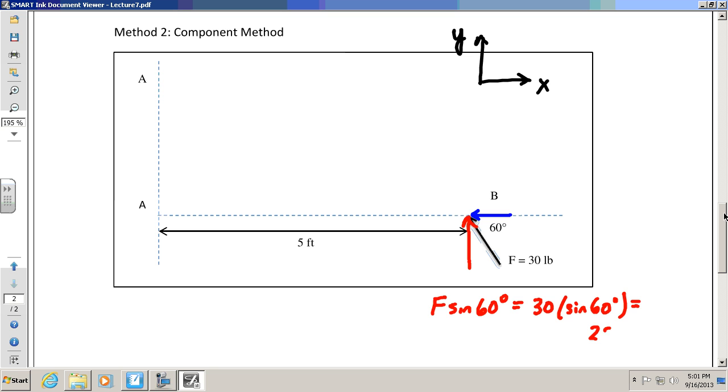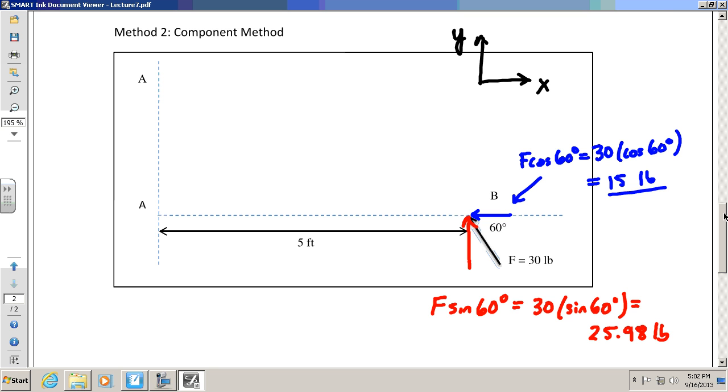So that's 25.98 pounds. That's the vertical component. And then obviously the horizontal component as shown here is going to be F cosine 60. So that's going to be 30 times the cosine of 60 degrees. And I know the cosine of 60 is half, so this is going to be 15 pounds.